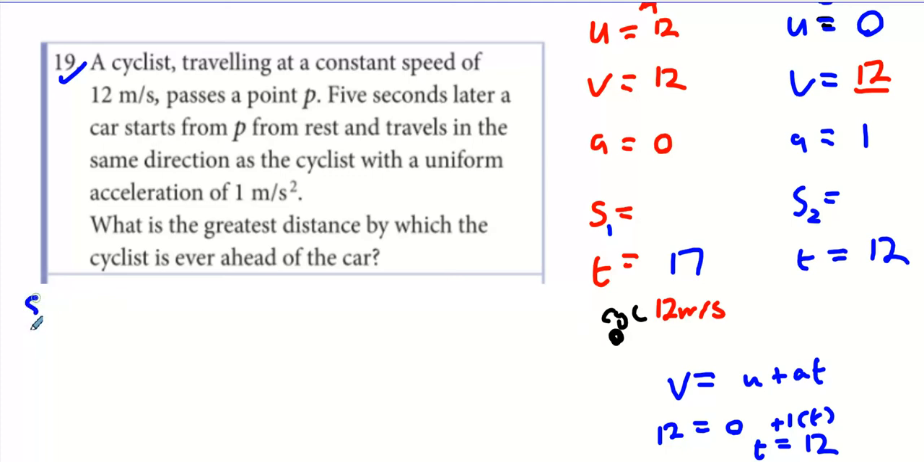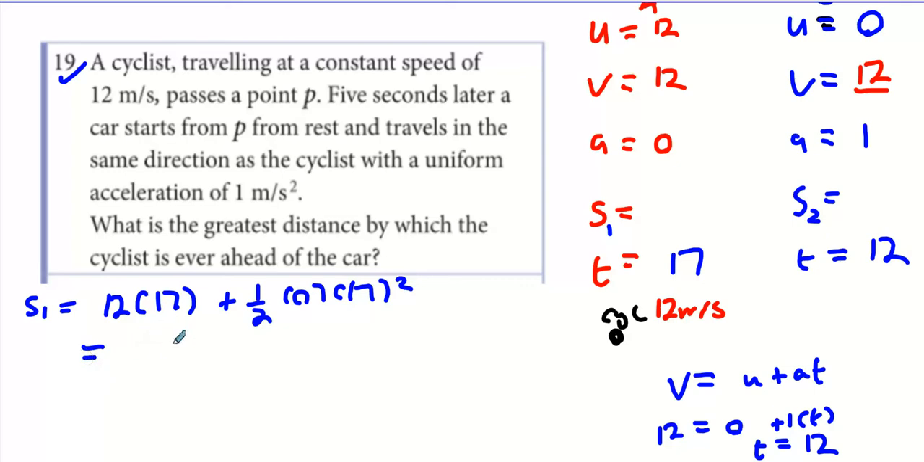So what's S1? 12 times 17 plus a half, 0 times 17 squared. And what do you get? 12 times 17? Somebody just multiply it for me. That'd be awesome.